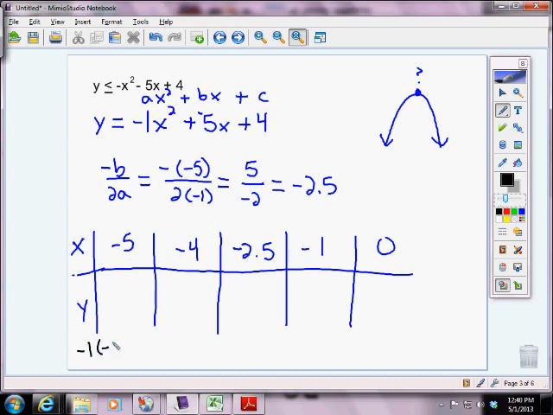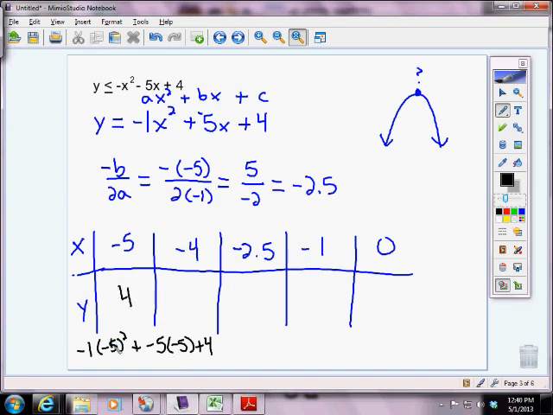Negative 1 times negative 5 squared. If you don't put it in parentheses, it won't square the negative 5, it'll just square 5. Plus negative 5 times negative 5 plus 4. When you put that into your calculator, you get an answer of 4.